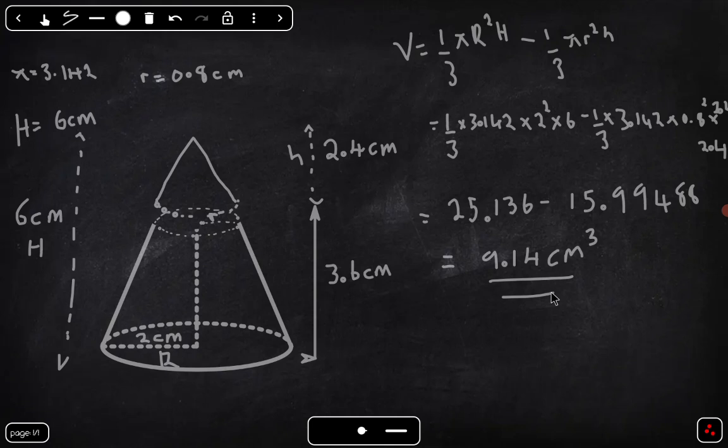Now there is a generalized formula, but I like to use this one. It's quite longer, but it tells you what you're really doing. So this is the volume of the frustum.